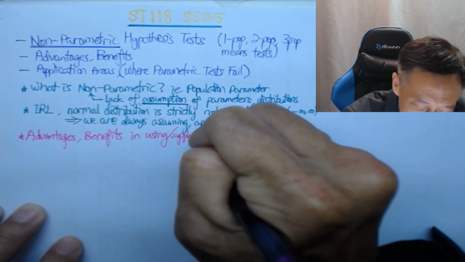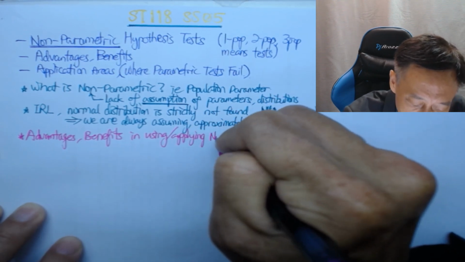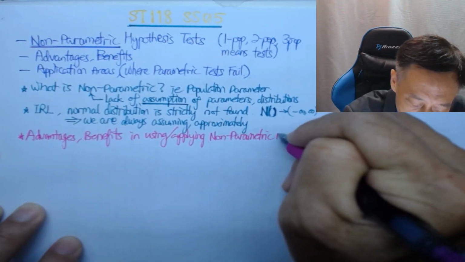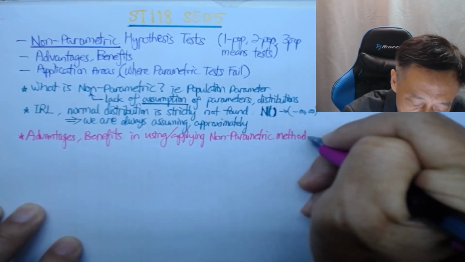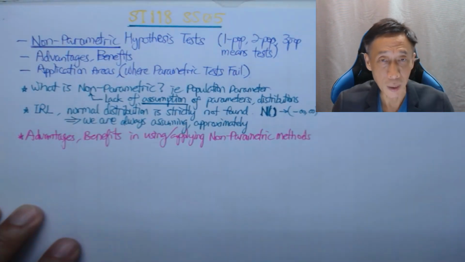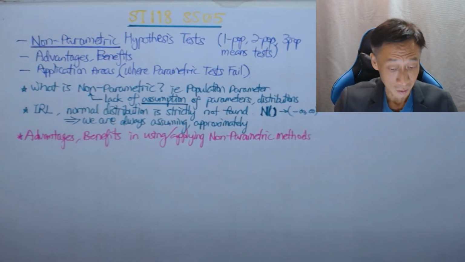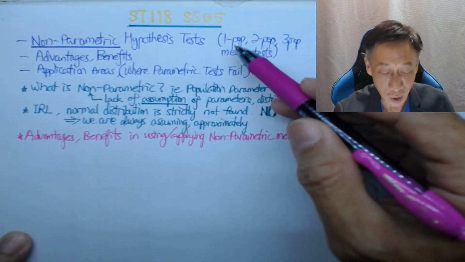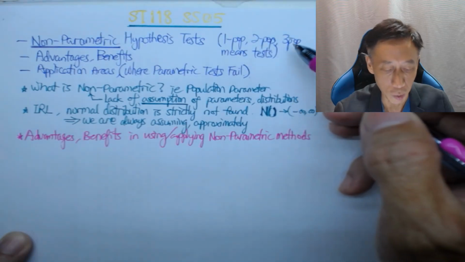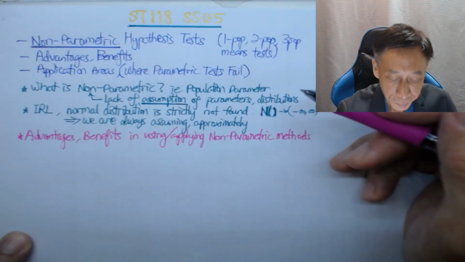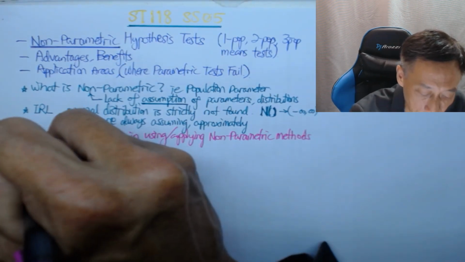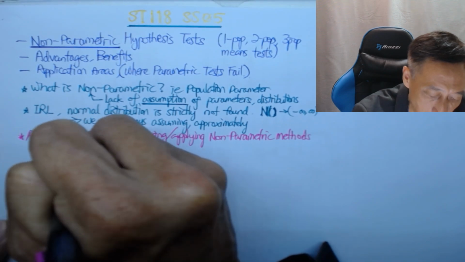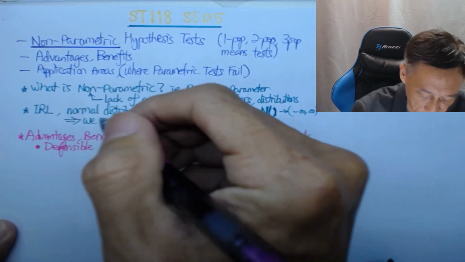applying non-parametric methods in general. So this means all these advantages and benefits, they apply equally across all the non-parametric hypothesis tests for 1 population, 2 population, 3 population tests. And what are they, right? So first thing first, I like to note that your conclusions are more defensible.